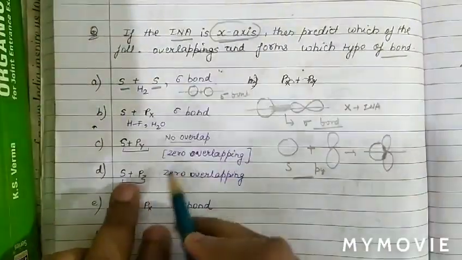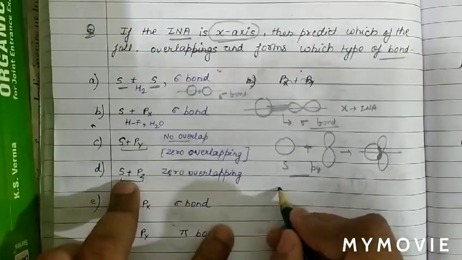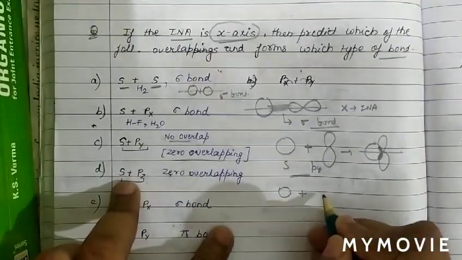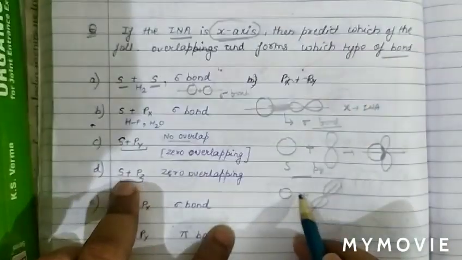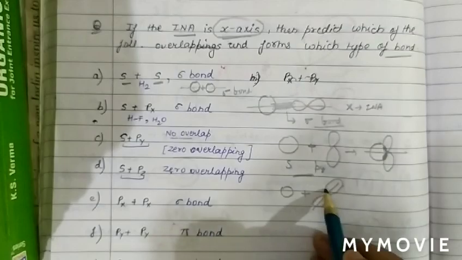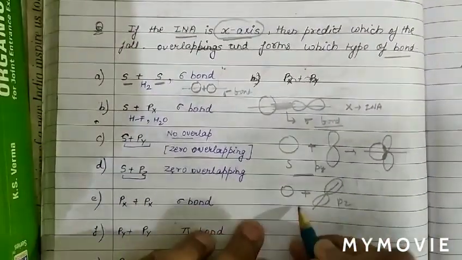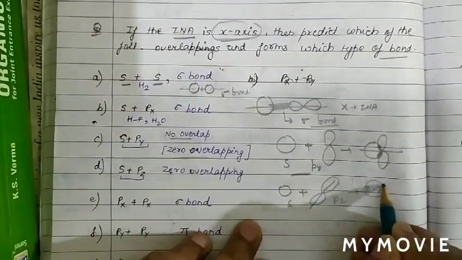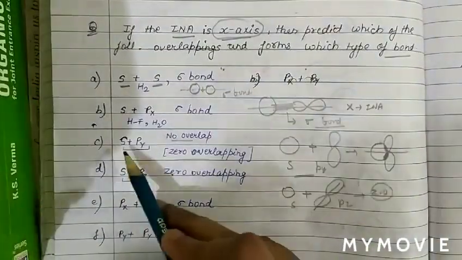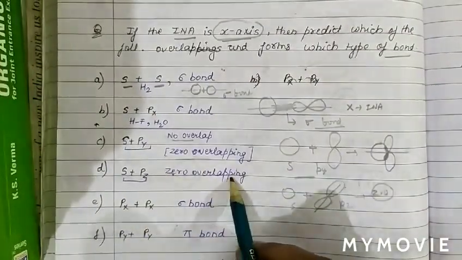See the next case. The next case is s and pz. If py we have taken this one, then pz will be like this. We see that there is no overlapping between these two orbitals, no lobe interaction between them. So this is also a case of zero overlapping. So s and py is a case of zero overlapping, and s and pz is also a case of zero overlapping.